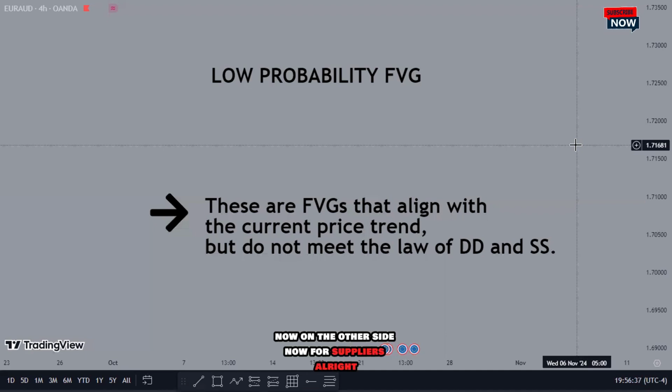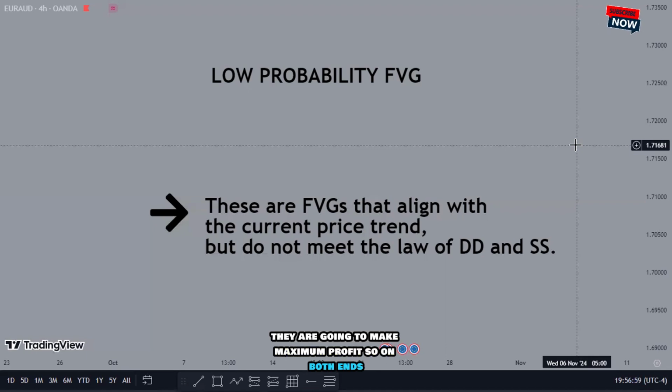Now, on the other side, for suppliers, if the prices of chicken drop by 30%, they will hold their chicken and not sell it. Instead, they want to sell their chicken when the prices have increased, let's say by 30%. There's a 30% increase in price. That's when suppliers want to sell their chicken because why? They're going to make maximum profit.